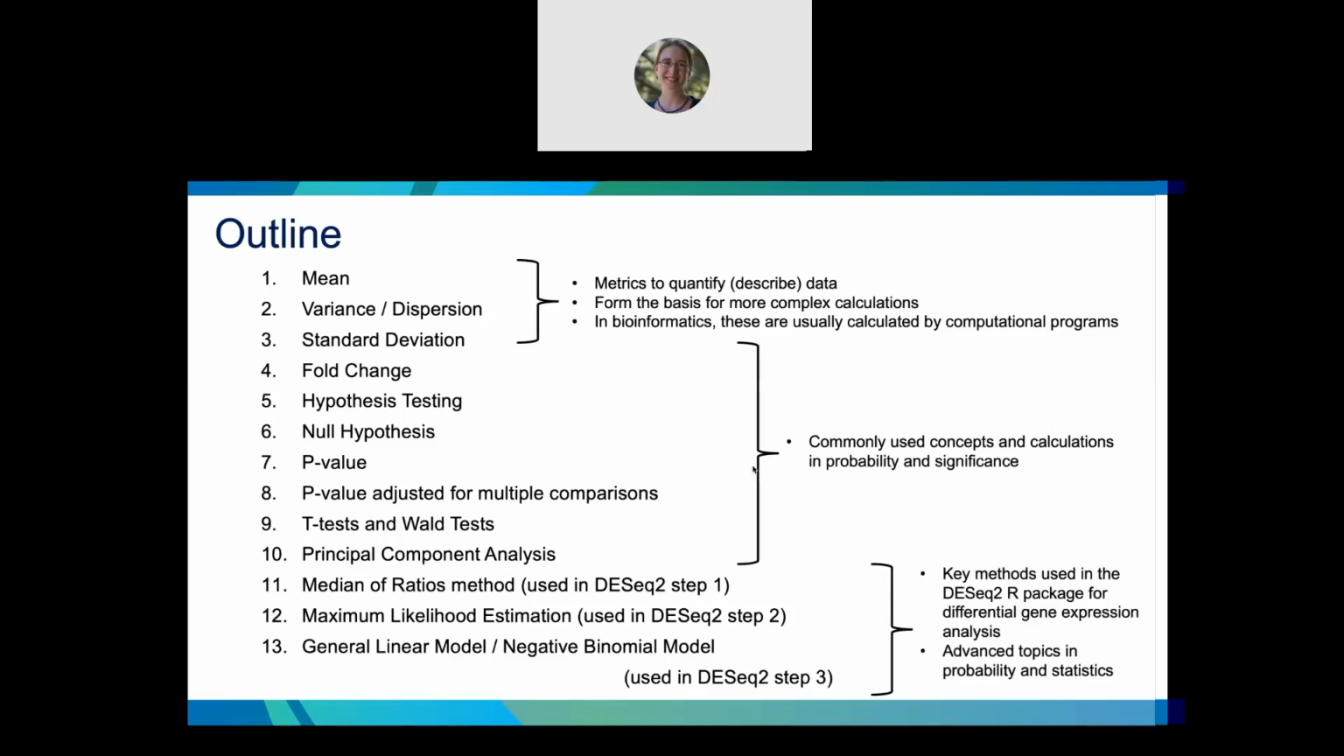And then finally, we're going to move into the 3 key methods that are used in the DESeq2 package. And Amanda has already touched on some of these: median of ratios method for normalization, maximum likelihood estimation, negative binomial model. These are much more advanced topics in probability and statistics, and it's fine if we take a little bit more time to go over them, if there are lots of questions. These are things that even some biologists and bioinformaticians still have to look up every time. So I really want to give you a good foundation so that you can understand the analysis that we're doing.